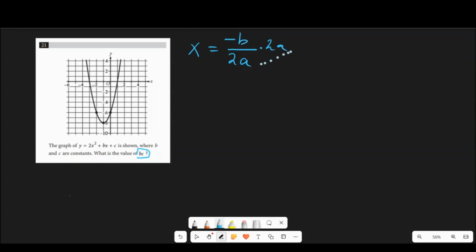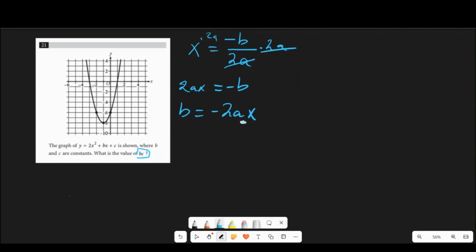So I'm going to multiply both sides by 2a. That cancels out. That cancels out. We get 2ax is equal to minus b, or in other words, b is equal to minus 2ax. And now we can just plug in the numbers that we know and solve for b.